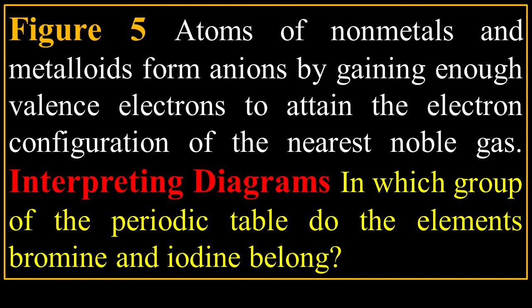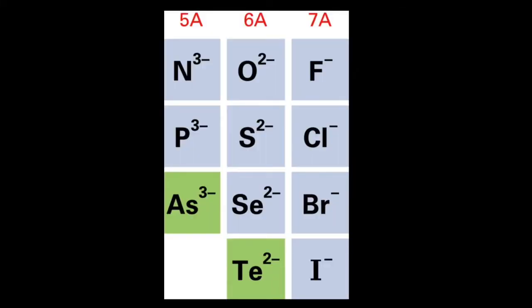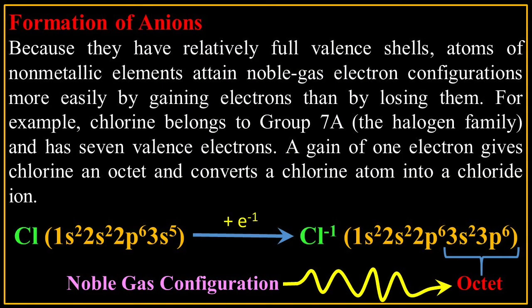Okay, you've thought about it. It's the halogens, group 17 or 7A. There's 7A, the halogens, and there are the various representatives of the nonmetals, where arsenic and tellurium are considered metalloids by and large. They can be both metals or nonmetals, dependent on their position in the periodic table.